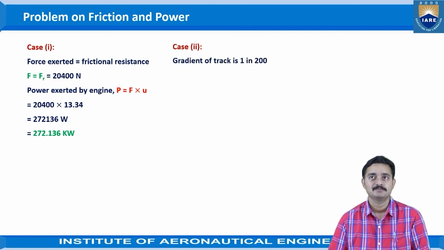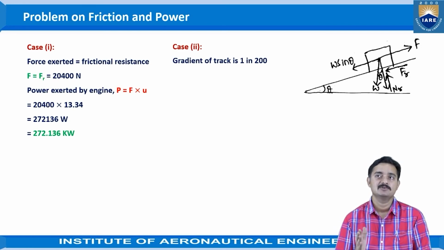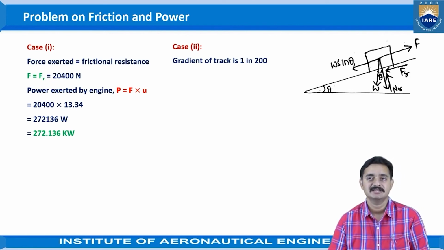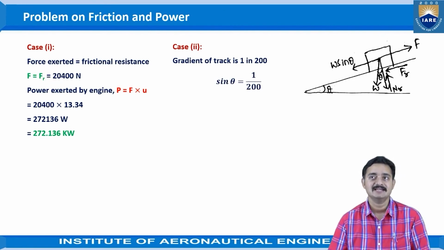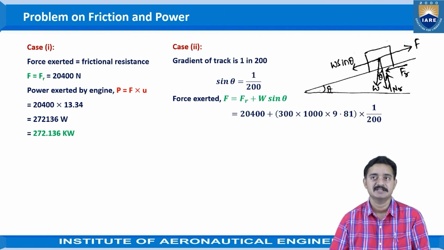And in case 2, the gradient of track is 1 in 200. That means for every 1 meter of rise over a 200 meter length, sin theta can be obtained as 1 by 200. And the force exerted is obtained as F is equal to Fr plus W sin theta. That is equal to 20400 plus 300 into 1000 into 9.81 into 1 by 200. So this results in 35115 newtons.